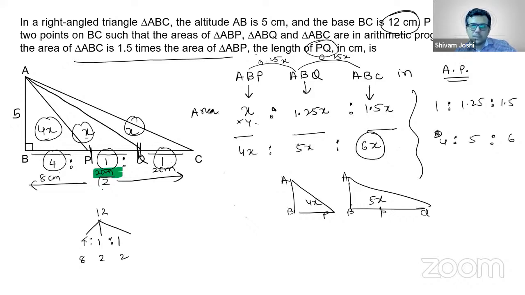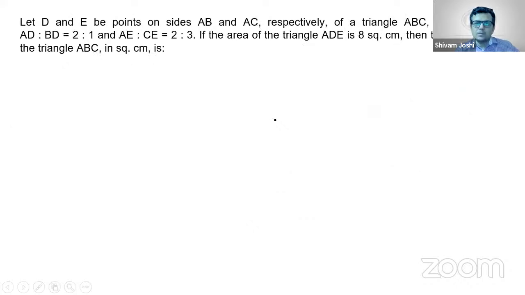AP is where the difference is constant, correct? So if I know that one term is 1, the middle term is missing, and this term is 1.5, and if I say that this is AP, the middle term has to be 1.25. No. What is AP? The difference has to be constant.